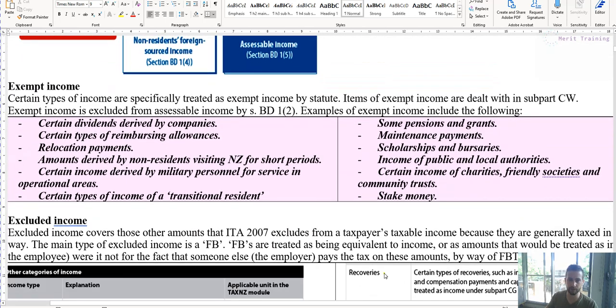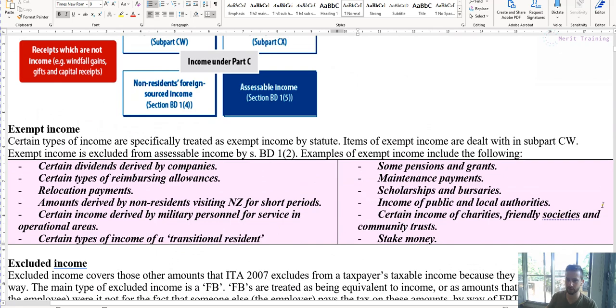So the first one is exempt income. Exempt income is specific income, so it's listed by statute. If you're not on this list, then it's not exempt income. And this is under subpart CW and includes everything in this list. I won't read through every single one. You can read through this yourself, but it includes certain dividends, relocation payments, certain types of income of a transitional resident, which we talked about above, pensioners and grants, maintenance payments, scholarships, stake money, certain income of charities, and so forth. So if you get this, it's not assessable.